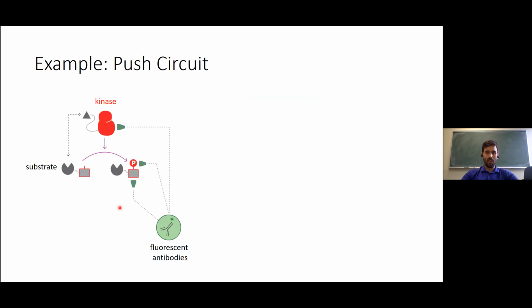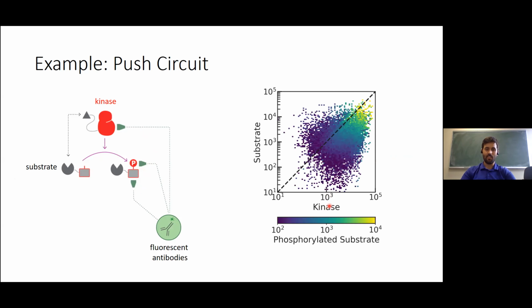Now I'm going to walk you through a very simple example where we've been doing this with some success. Here's a really simple push circuit where you have a kinase enzyme which can phosphorylate a substrate. They express this construct in a large number of cells, and then for each cell they use these fluorescent antibodies to measure the concentrations of the kinase, the substrate, and the amount of phosphorylated substrate. Here's what the raw data looks like. On the x-axis, I have the kinase concentration. On the y-axis, I have the substrate concentration. And then what I've done is I've created a histogram and colored each pixel in the histogram according to the average concentration of phosphorylated substrate.